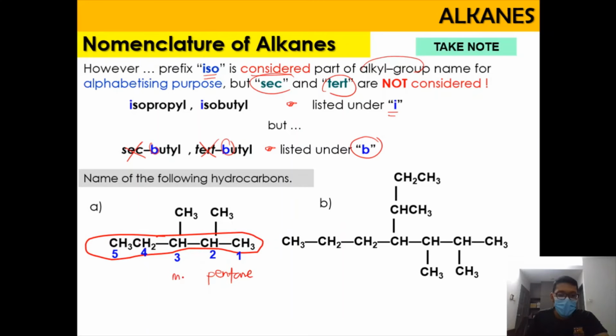And then it has 2 substituents or 2 branch groups, which is methyl and methyl. Because it has 2, we're going to put it as dimethyl. And it is situated at carbon number 2 and carbon number 3. So we're going to put 2, comma, which is to separate the numbers. And then to separate number from the wording, we're going to put a dash. So it's going to be 2,3-dimethylpentane. Alright.